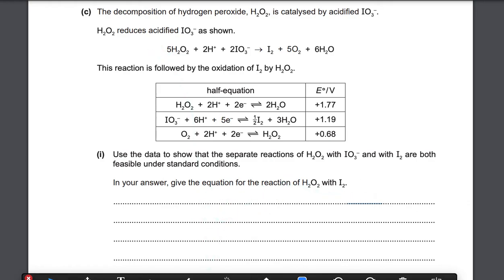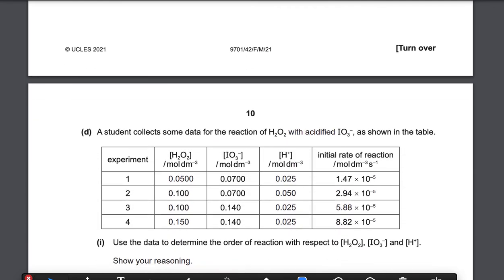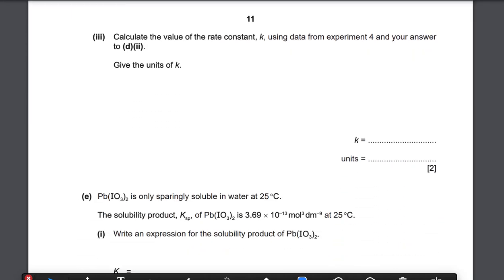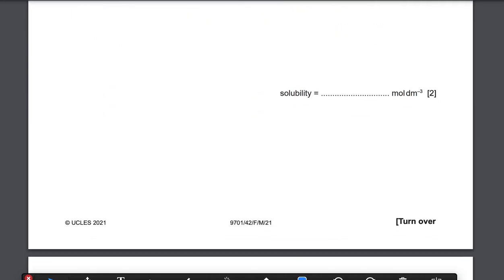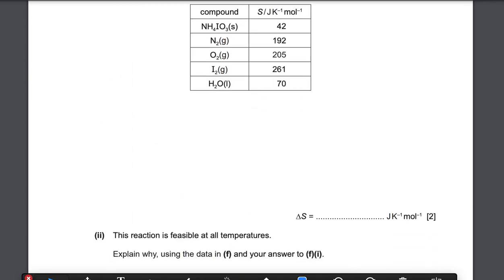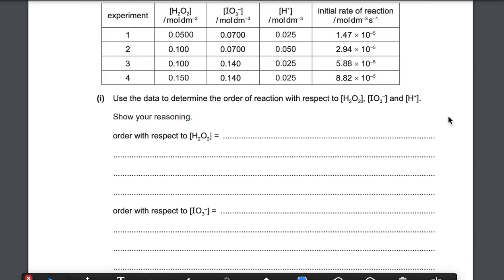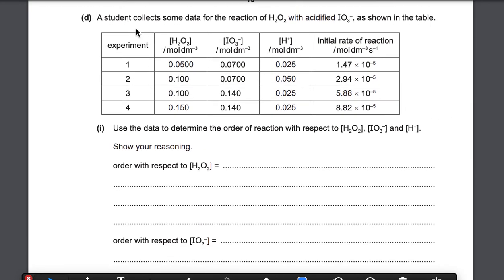Okay, and now we'll move on to the next question. I think this is pretty long, and I'll only do one part, because it's for 18 marks and I'm not sure we have enough time for this. Okay, so a student collects some data for the reaction of H2O2 with acidified IO3. We have to show the reasoning for the order with respect to H2O2.